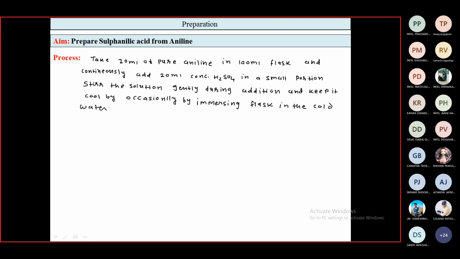See, this is very, very important, to control the temperature. After addition is over, support the flask in an oil bath and heat at 180 to 190 degrees Celsius for about 5 hours.